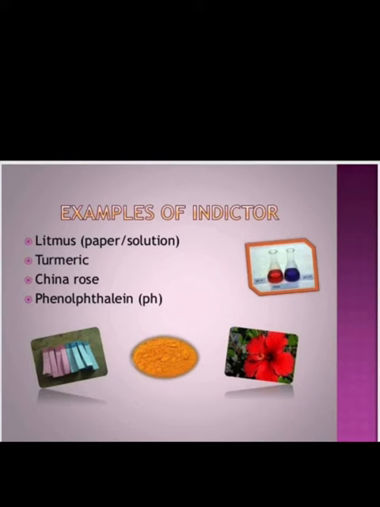Why is litmus used as an indicator? It gives different colors in acidic or basic medium. Instead of using litmus solution, it is more convenient to use litmus paper. Papers are easy to handle, right? Yes, so we are using litmus papers. The most commonly available litmus papers are blue and red.